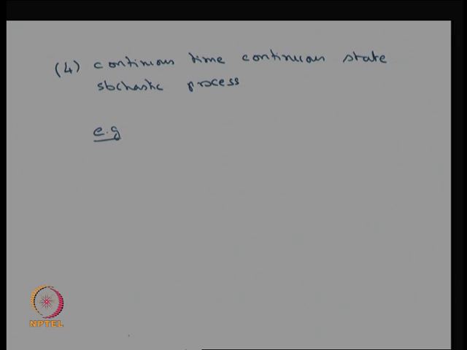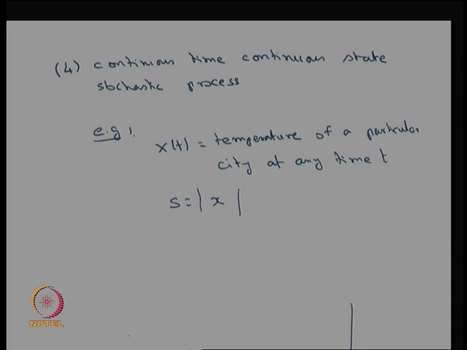The examples are: the first one, X(t) is going to be the temperature of a particular city at any time t. Whenever I use any time t, it can take any value. Therefore, the possible values of S are going to be the temperature. Suppose some particular city lies between -50 to 60 degrees Celsius. So this quantity S is going to be -50 to positive 60 degrees Celsius, and the parameter space T is going to be the time over which you are observing, therefore, t is greater than or equal to 0. Therefore, the parameter space is continuous and the state space is continuous.